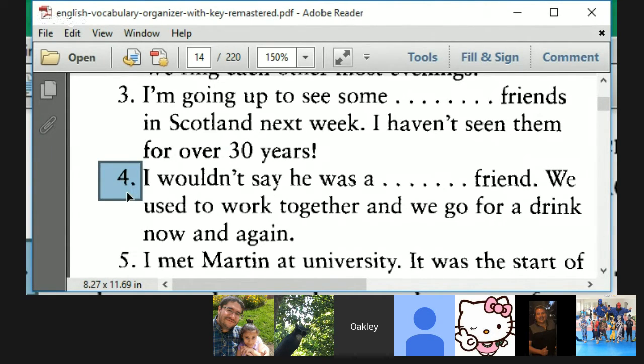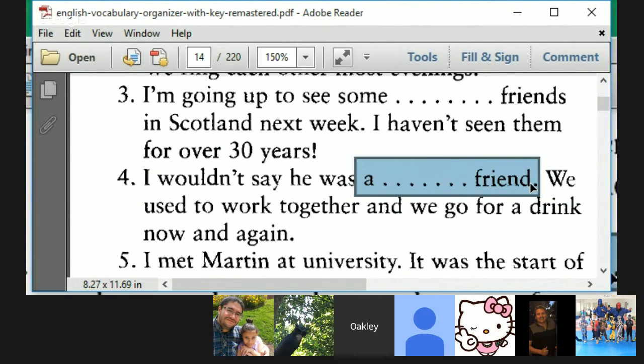"I wouldn't say he was a close friend. We used to work together and we go for a drink now and again." All right. What does that mean, Victor? What's a close friend? What's the idea of being close? A person near to you, I think. Yeah, closeness, the whole idea, which is a very important idea for English speakers. The whole idea is an emotional attachment or emotional investment. You would actually be very, very sad if something happened to a close friend. It has to do with the degree of emotional attachment, really.